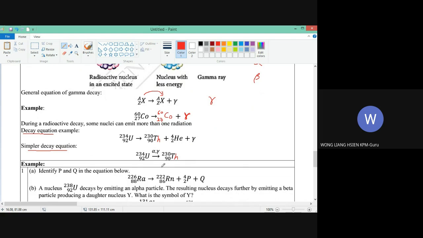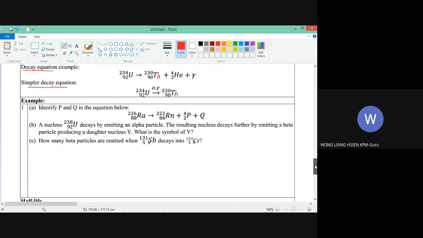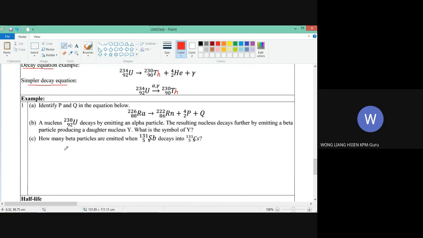All right, so let's look at an example. Number 1A. Identify P and Q in the equation below. One is P, one is Q. Obviously, P has 2 protons, 4 nucleon number. So P is obviously helium. Yes, you cannot say that P is helium, because that is like saying it is a helium atom. So you say P is a helium nucleus.